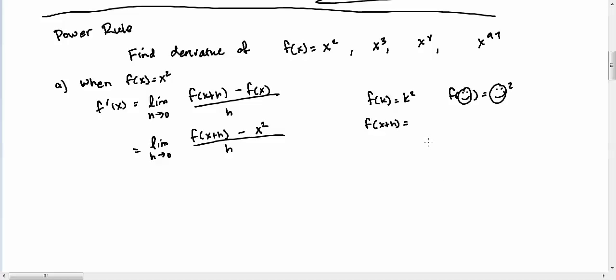Then it will be f of x plus h squared. No. There you don't have the f in there. Like f of k is k squared. F of happy face is happy face squared. Why did you say f of x plus h is f of x plus h squared? It's just x plus h, parentheses, squared. That makes a big difference.